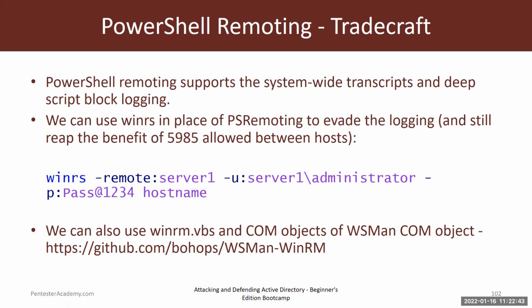If you suspect that your target organization is actually looking at this stuff, then you can use WinRS in place of PS remoting. So you would still reap the benefits of ports 5985 and 5986 being allowed between hosts, and you would evade the logging of PS remoting. So WinRS, WinRM.vbs or COM objects of WSMan, all of these would provide you similar results. That is what PowerShell remoting and WinRM is.